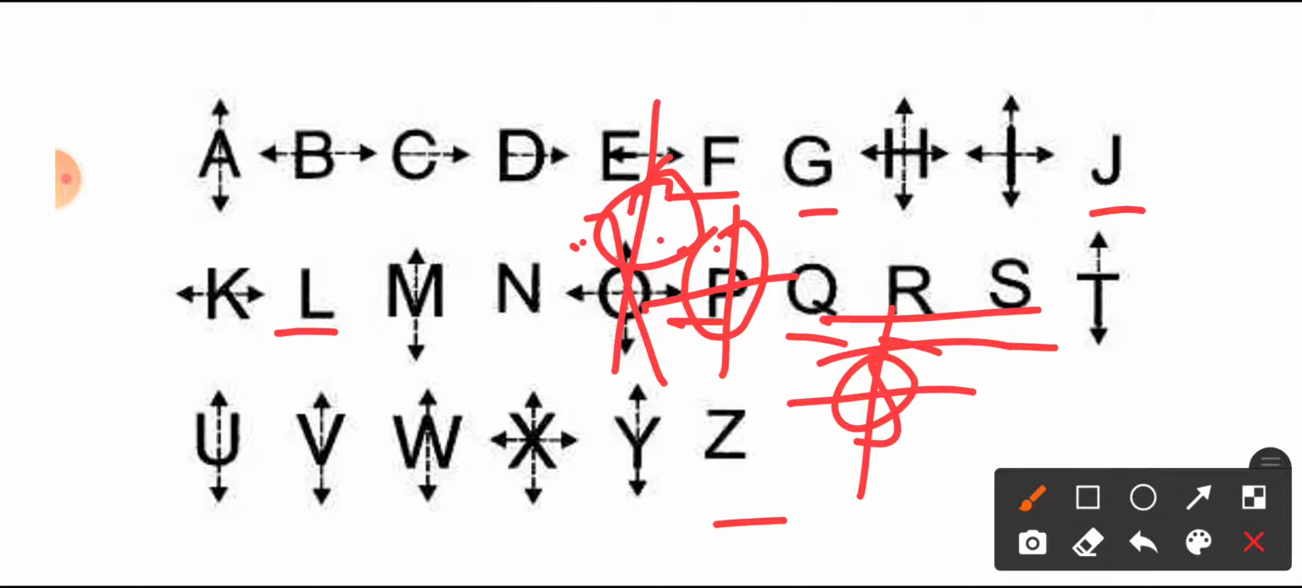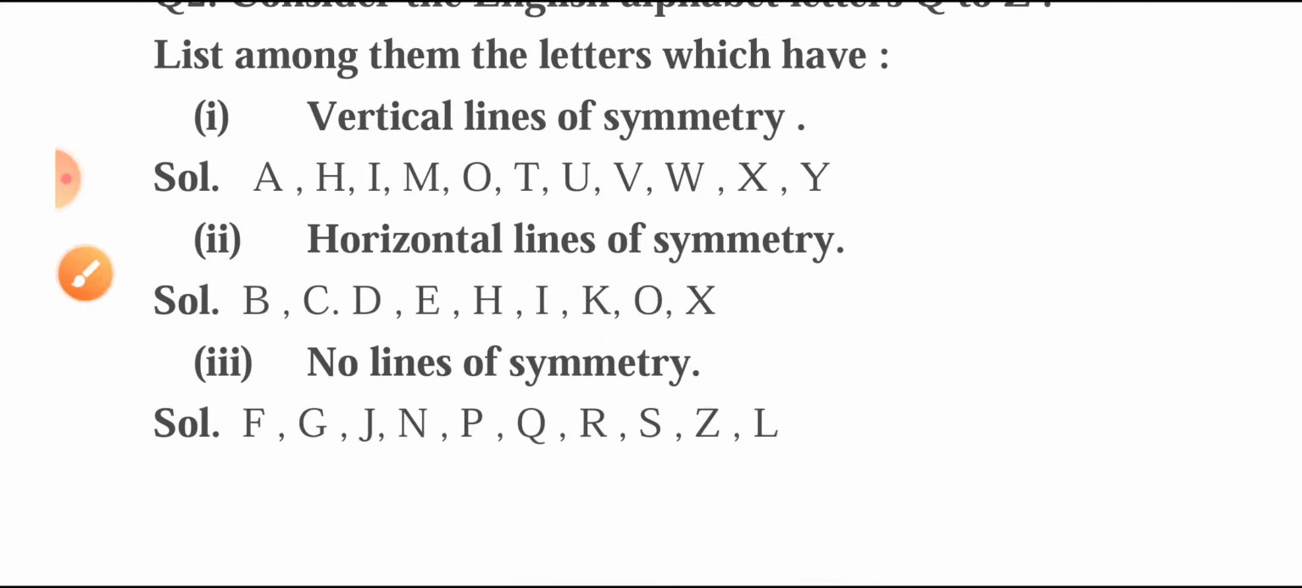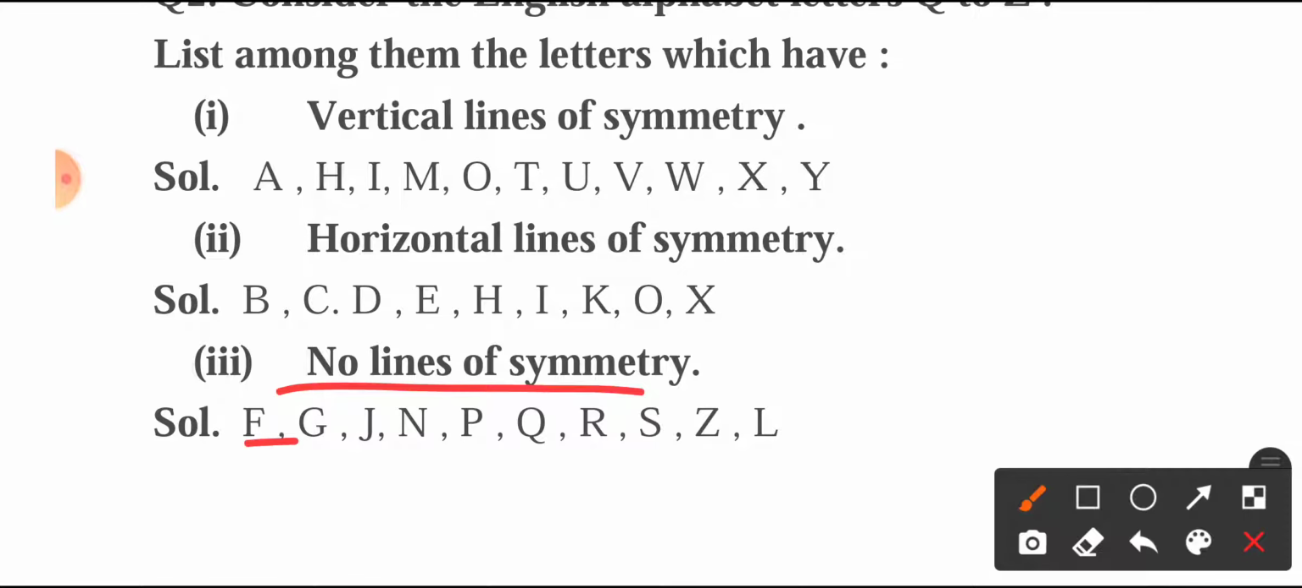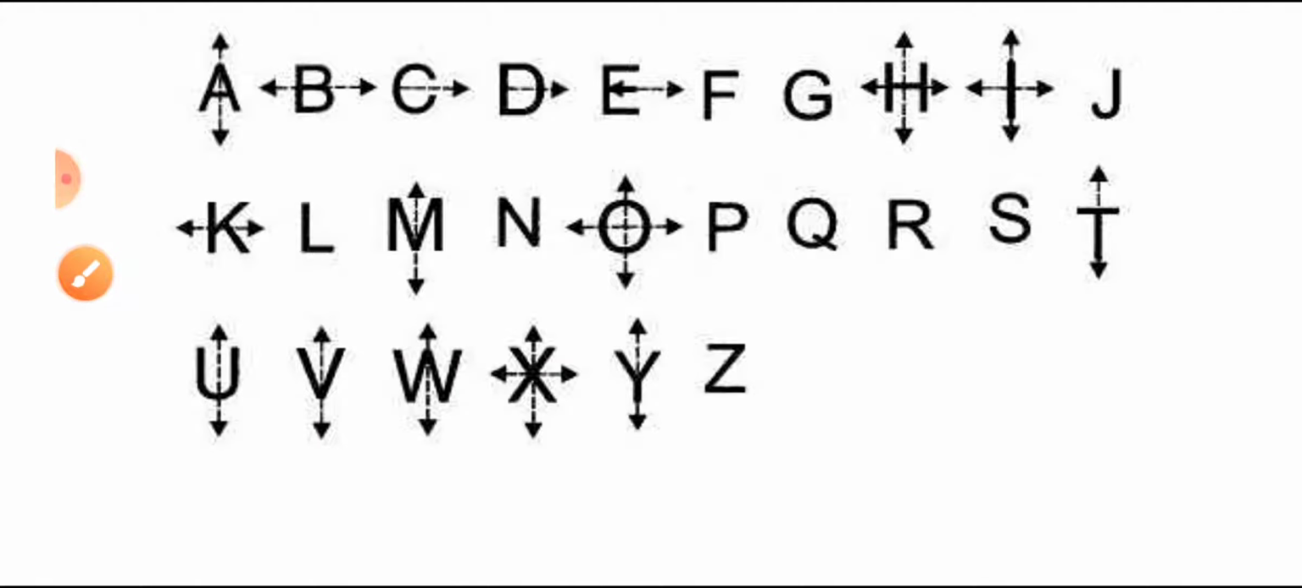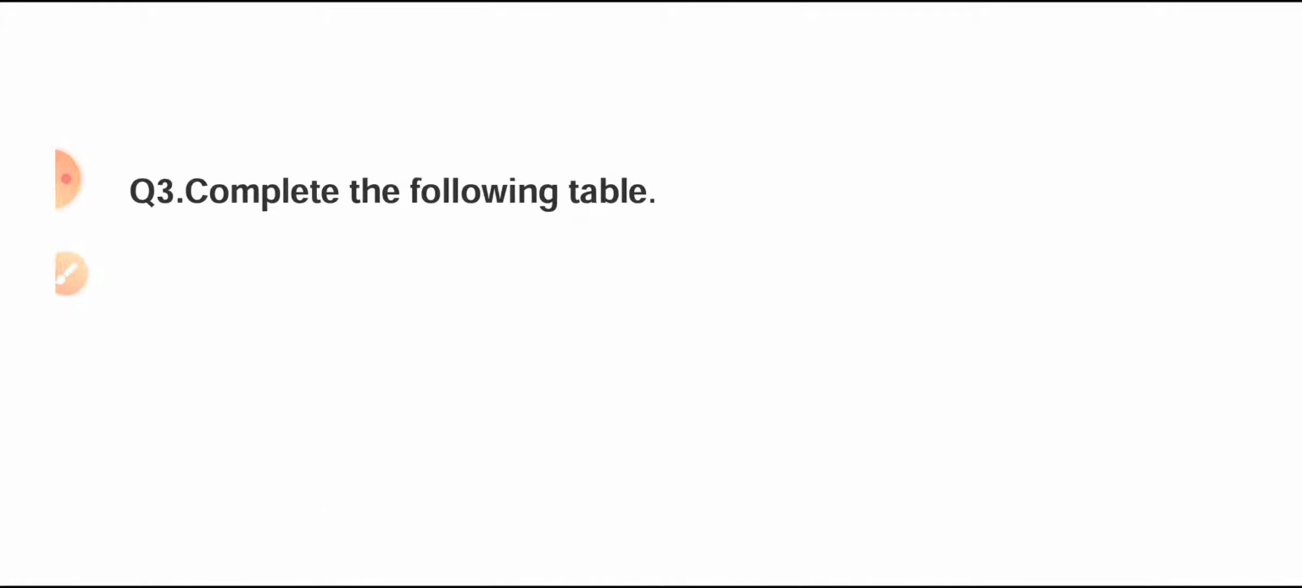So there are some of the letters in which no lines of symmetry are possible, like F, J, G, N, P, Q, R, S, Z, L. You can do it at your home also. First of all, you can make these letters A, B, C, D using paper, and after that you can fold it vertically and horizontally, and you can see which lines of symmetry are possible in each of the figures.